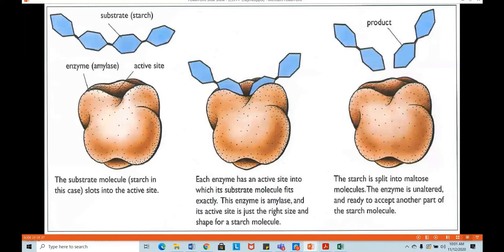We also studied with this example yesterday how the substrate fits into the enzyme and how the reaction takes place. Can someone explain the 3 steps to me, how it happens?